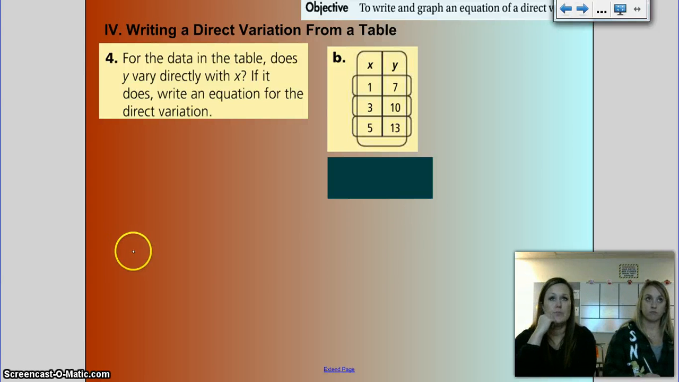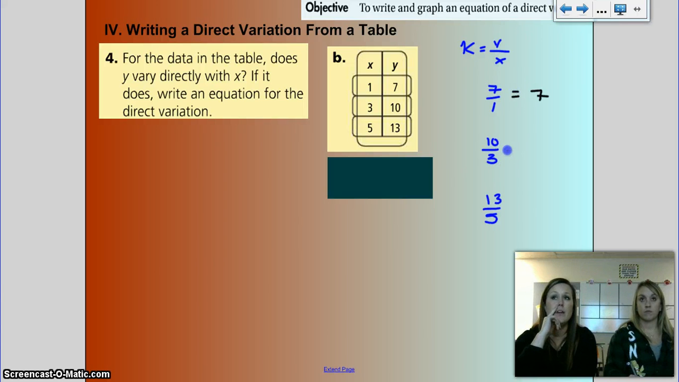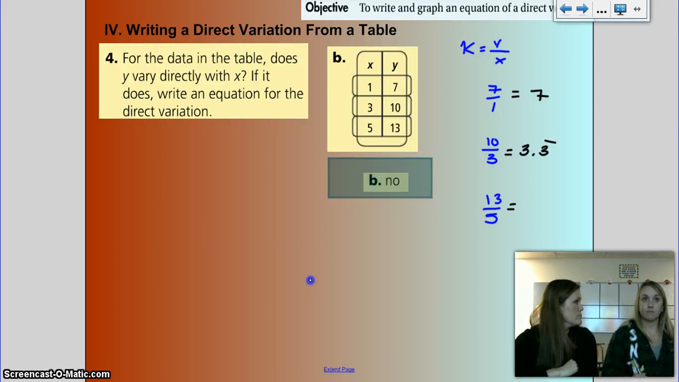Another one. Okay, so again, k equals y over x. So we're going to do 7 over 1, and then 10 over 3, and then 13 over 5. Got it. 7 divided by 1 is 7. 10 divided by 3 is 3.3 repeating. And 13 divided by 5 is 2 point something. Neither of those. So this is a no.